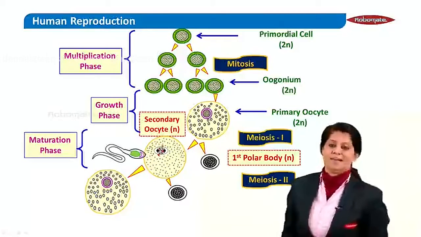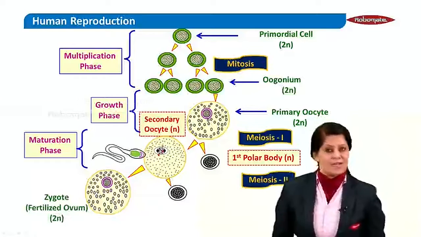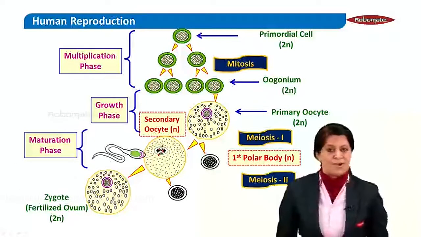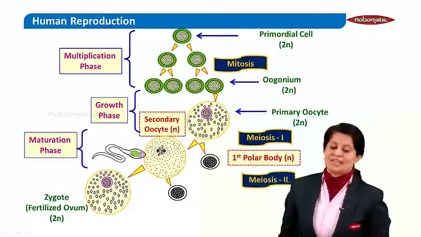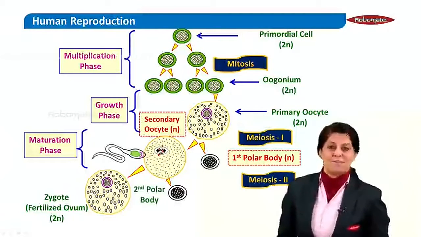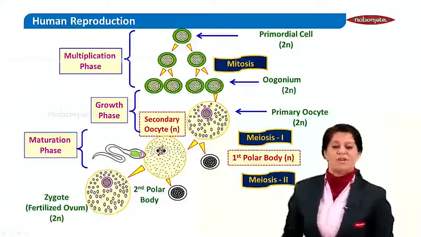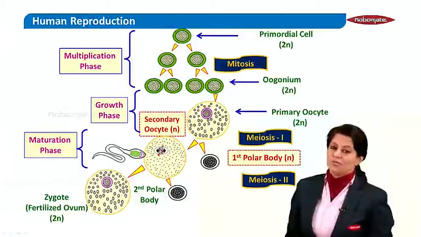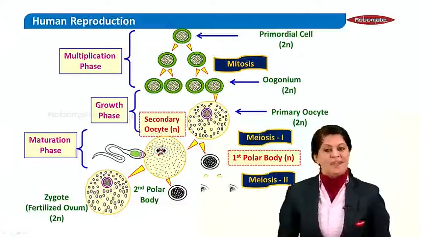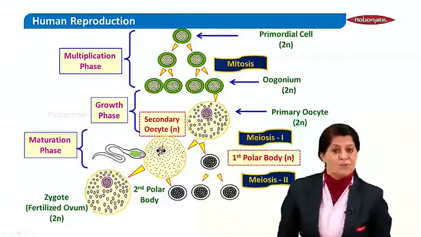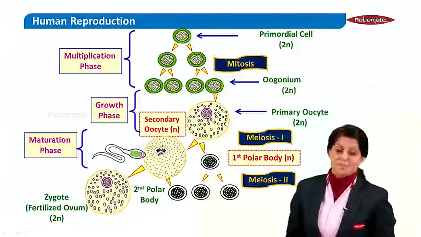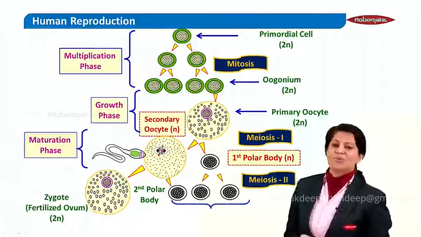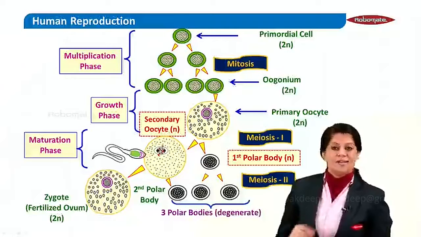The big cell is called the zygote or the fertilized ovum, which is diploid, and the small cell is called the second polar body, because the first polar body was already formed, and that first polar body, students, also by now divides further to form 2 more polar bodies. But these 3 polar bodies, students, very soon they all degenerate.